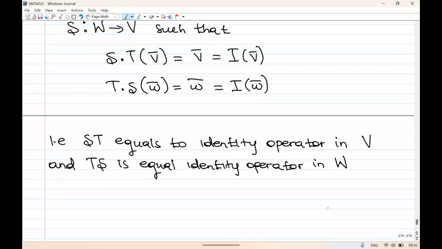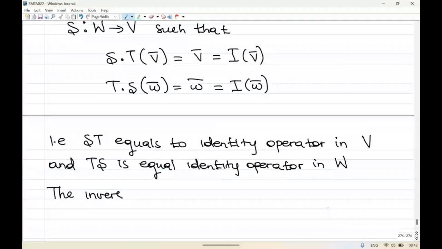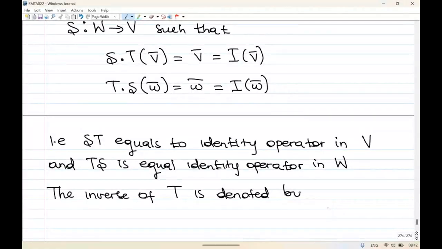Then you must note the following. Let me just repeat, but you know, when you talk about the inverse of transformation T, it is denoted by T inverse.